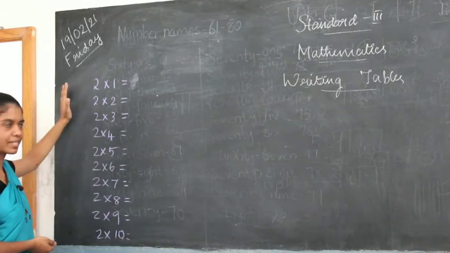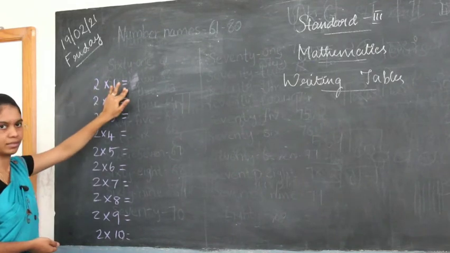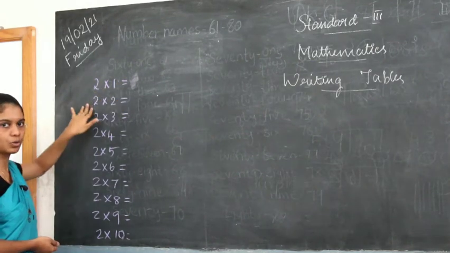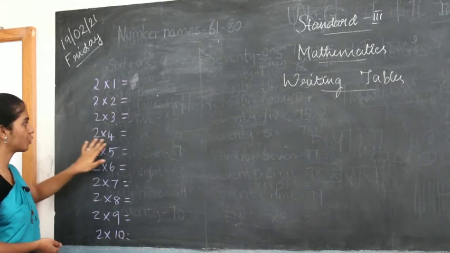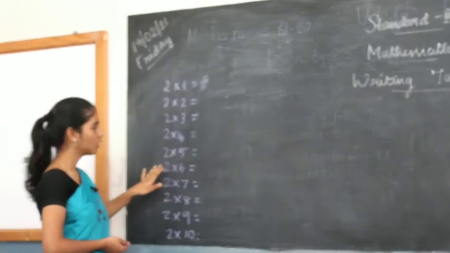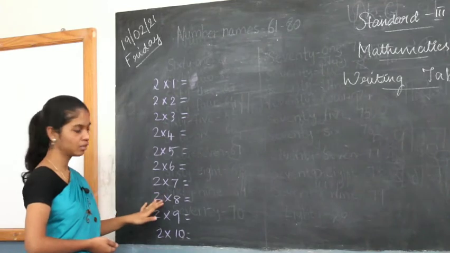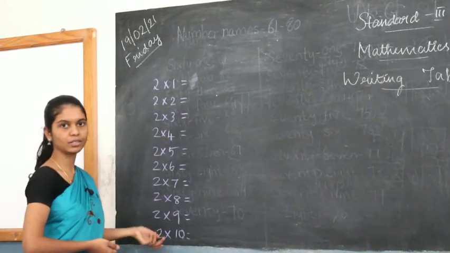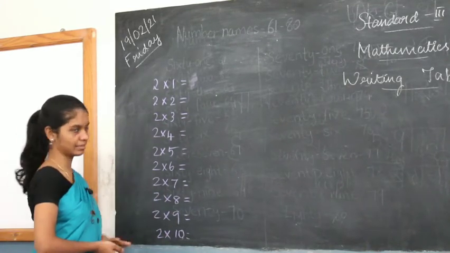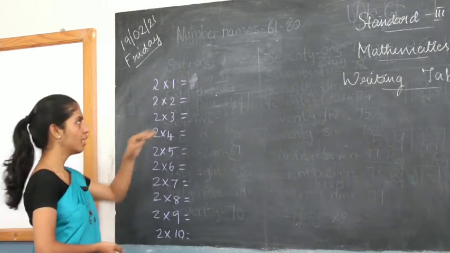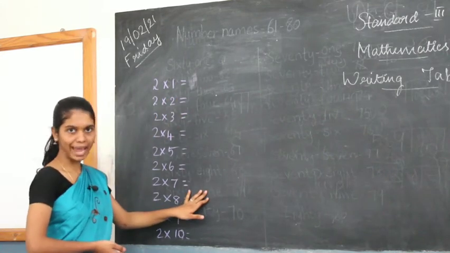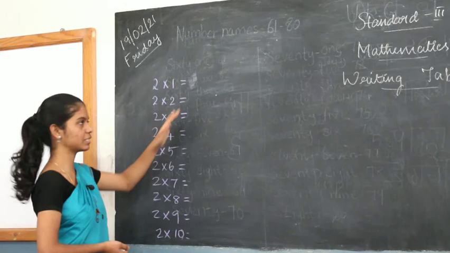First, on the left side, 2 ones are, 2 twos are, 2 threes are, 2 fours are, 2 fives are, 2 sixes are, 2 sevens are, 2 eights are, 2 nines are, 2 tens are. You have written like this. Now you are going to fill this side with the answers, with the products of these.